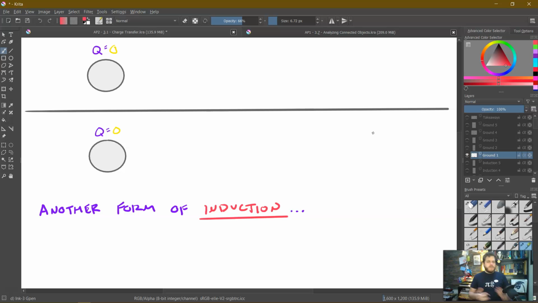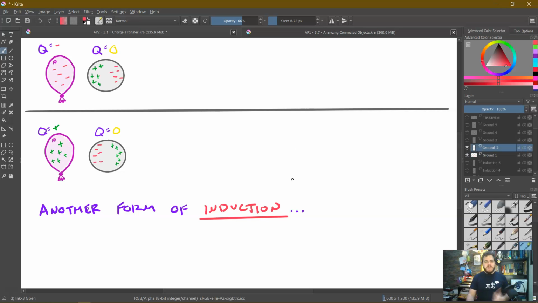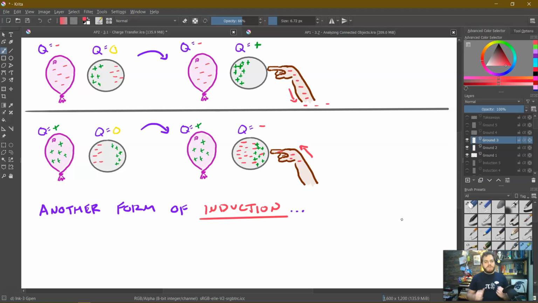But there's another way you could have gone about doing this that is pretty much exactly the same. There's just one small tweak, that now I only have one conducting sphere in either situation. I bring the charged balloon nearby, polarizing the neutral sphere in one way or the other. Now rather than touching a second sphere to this, what you can do is literally, just with your own body, touch it yourself.